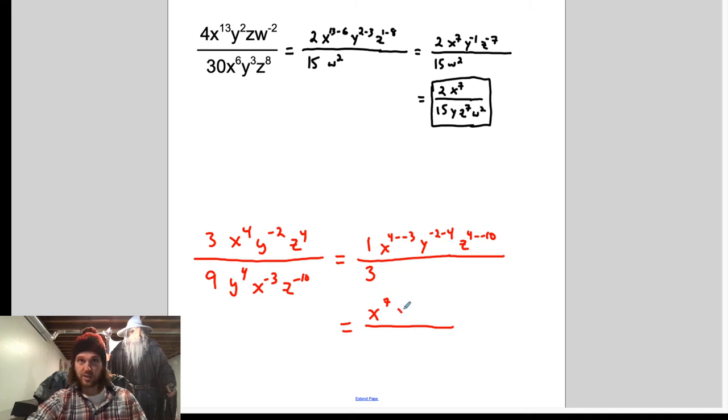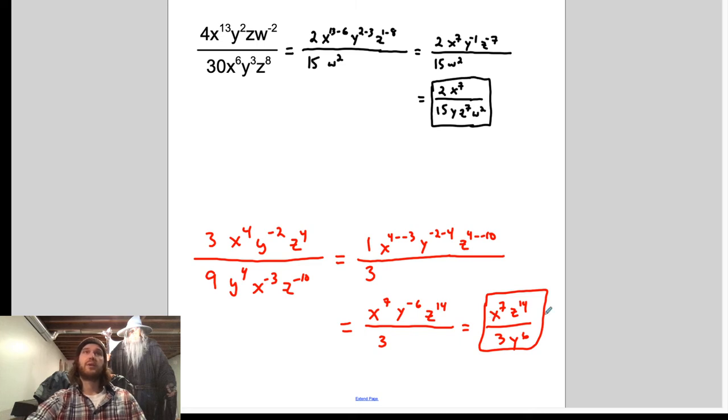And then y to the, double checking here, y to the negative 6th, z to the 14th, and then over 3. So all we got to do is shift that y down to the bottom, which would be x to the 7th, z to the 14th, all over 3 times y to the 6th. Wonderful, wonderful, wonderful, wonderful. Absolutely wonderful. Okay.